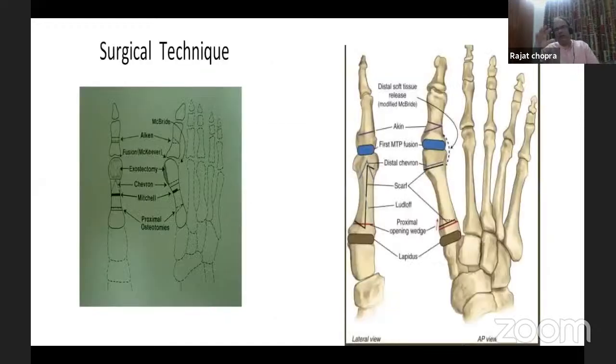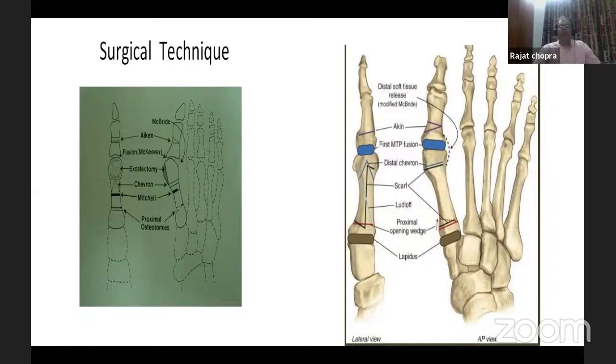For hallux valgus, there are more than 100 surgeries described in the literature. That means there is not one good surgery, unlike a hip arthritis, where you do a total hip replacement and everybody is happy. For examination or satisfaction, you've got a great surgery there. But if you have so many surgeries, that means something is not right. Either we are missing something or maybe we are not doing it right.